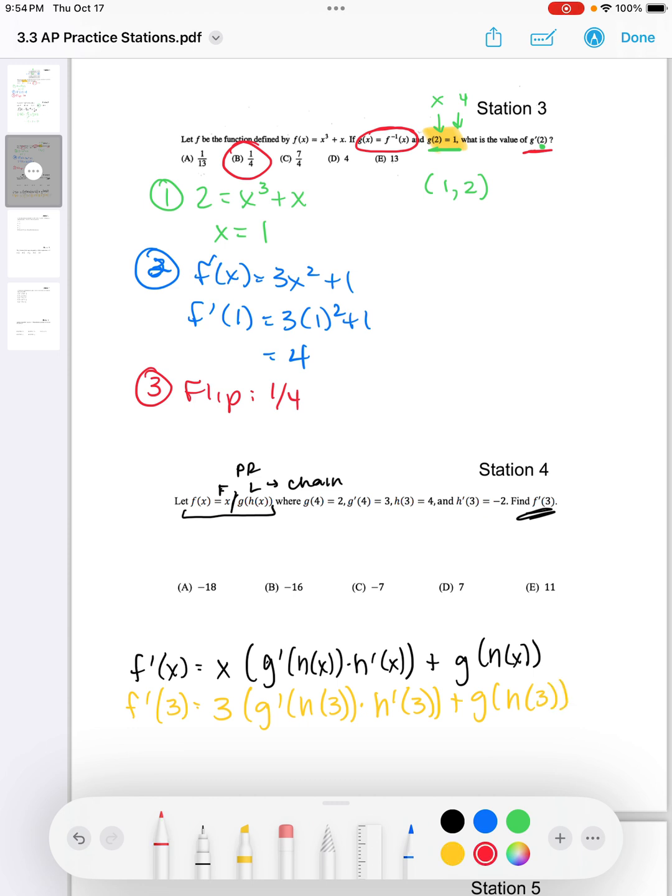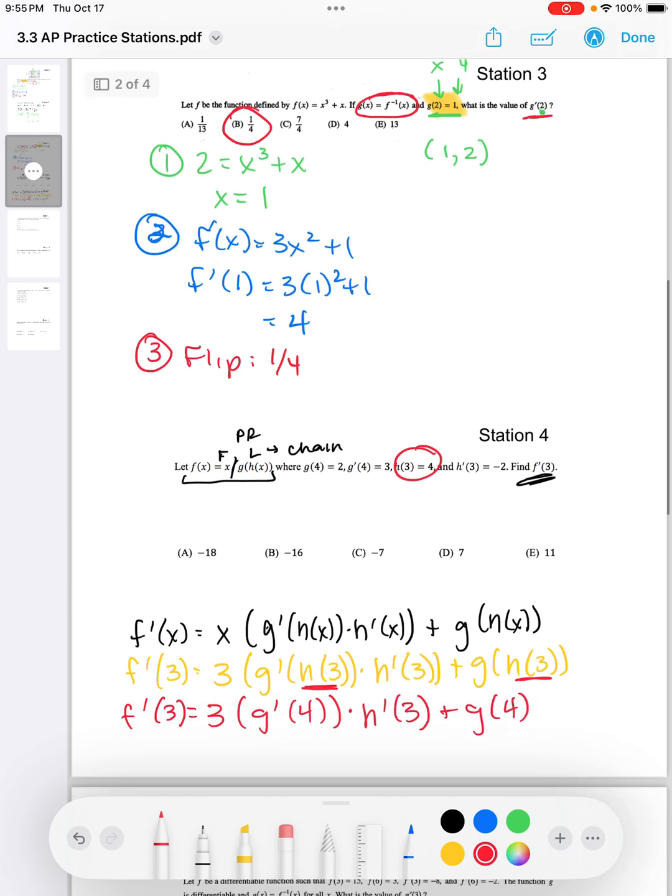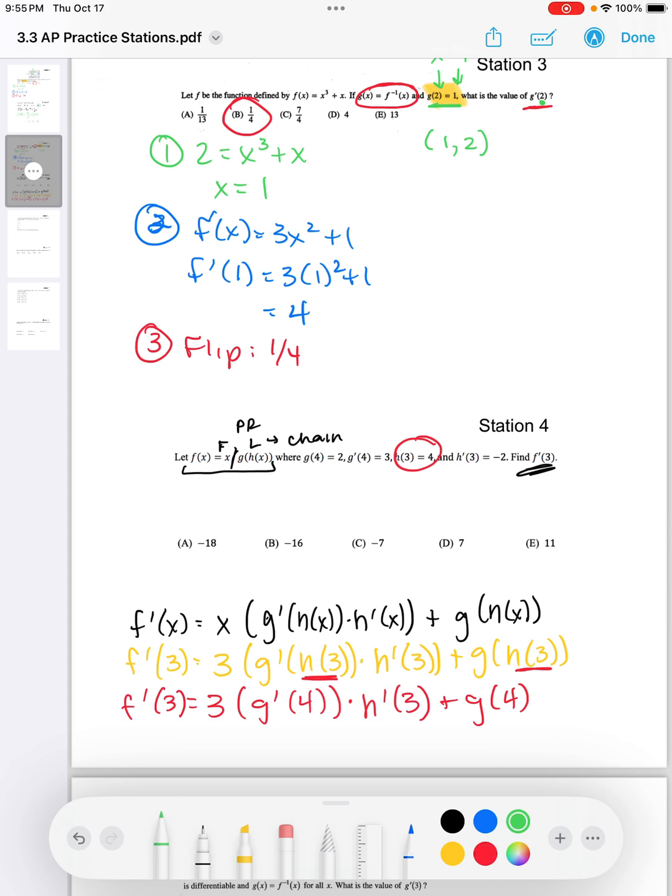I'm going to start by solving these composites first. I want this h of 3 and this h of 3. So that I have f prime of 3 is equal to 3 g prime of, now h of 3 is right here, that's 4. So g prime of 4 times h prime of 3 plus g of 4. All right, let's go plug all the rest of these in.